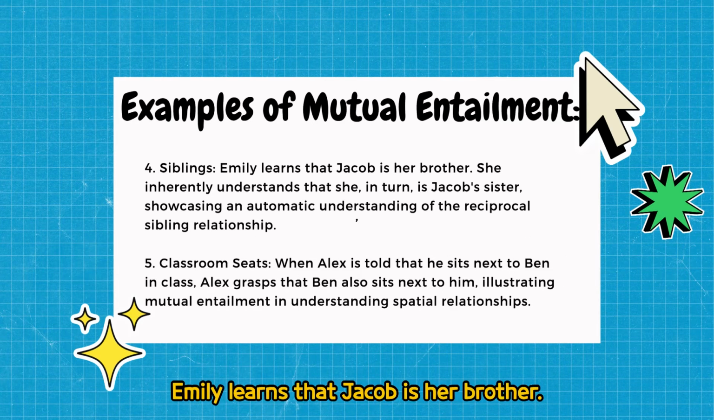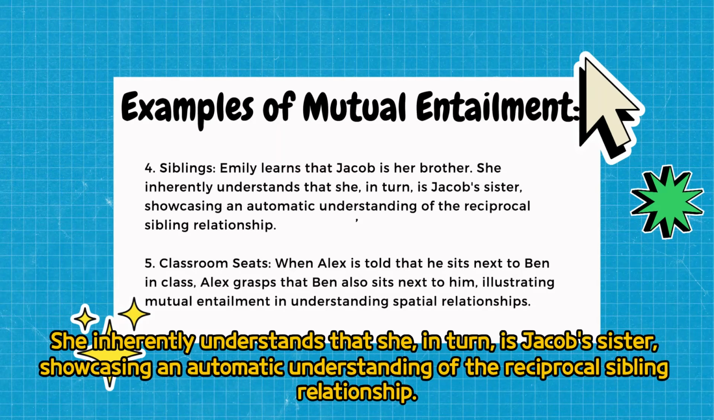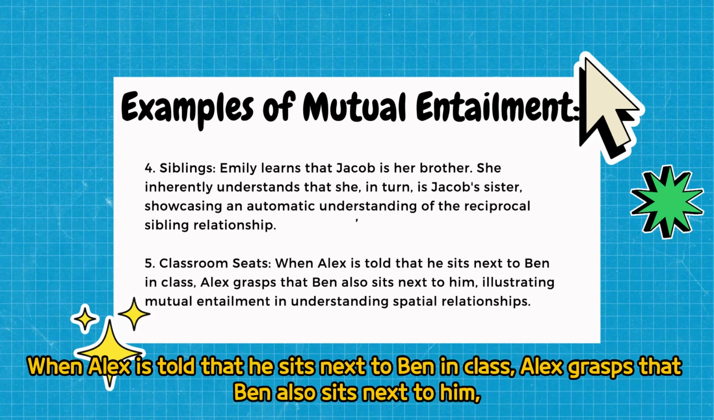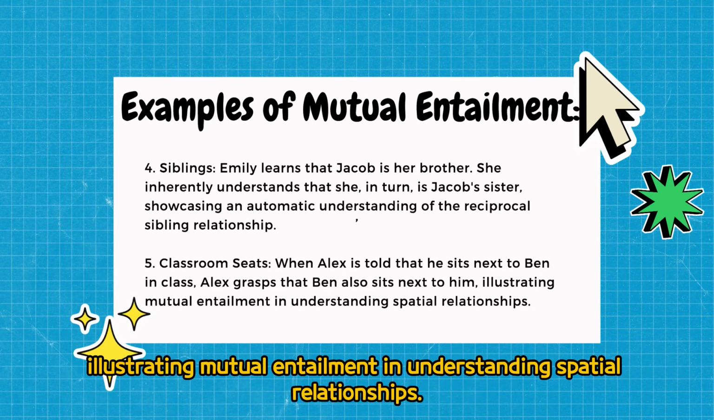4. Siblings. Emily learns that Jacob is her brother. She inherently understands that she, in turn, is Jacob's sister, showcasing an automatic understanding of the reciprocal sibling relationship. 5. Classroom seats. When Alex is told that he sits next to Ben in class, Alex grasps that Ben also sits next to him, illustrating mutual entailment in understanding spatial relationships.